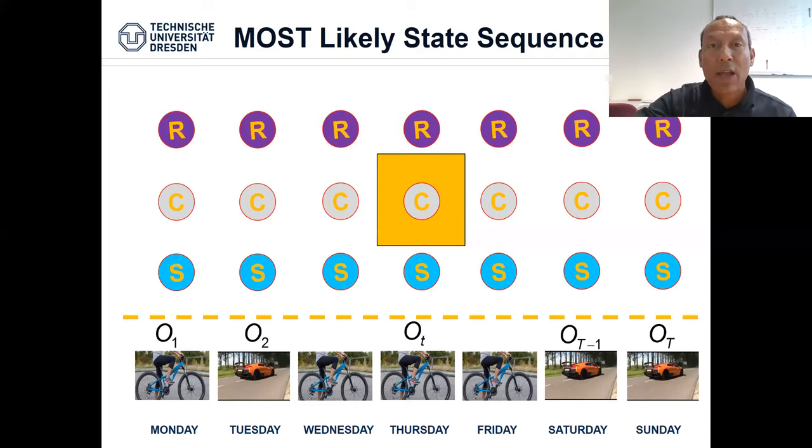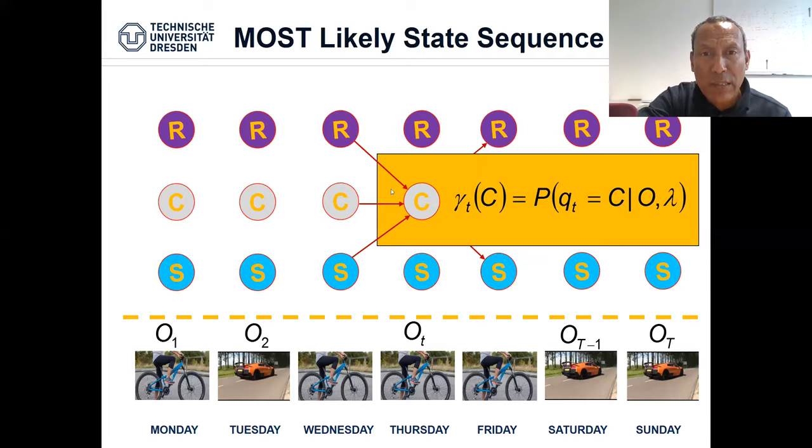That means we will consider all the ways leading to C and all the ways leaving C. And we calculate the probability of this constellation. That means we consider all the different combinations up to this point and all the different combinations from this point onward, but here we fix, or we insist, that the weather was cloudy. And we describe this by gamma t of C.